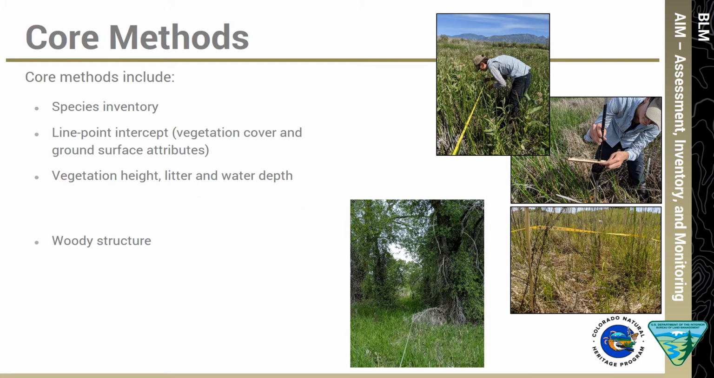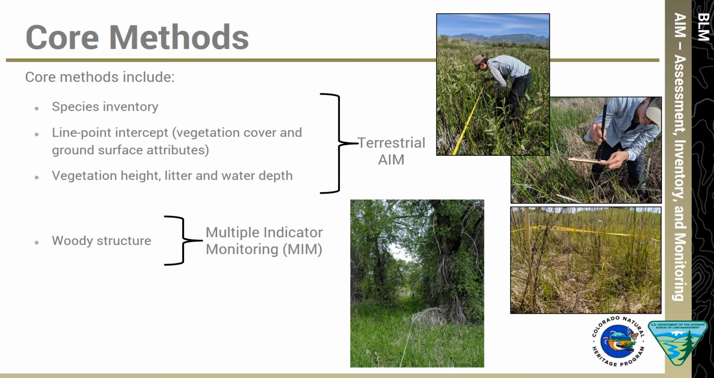There are 4 core methods in the protocol. They include species inventory, line point intercept for vegetation cover and ground surface attributes, and vegetation height, litter, and water depth. These 3 methods were adapted from terrestrial AIM methods. The 4th core method is woody structure, which was adapted from 2 separate methods in the multiple indicator monitoring, or MIM, protocol, those being woody species height and riparian woody species age class.